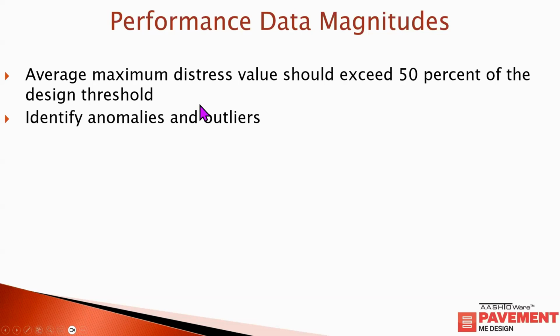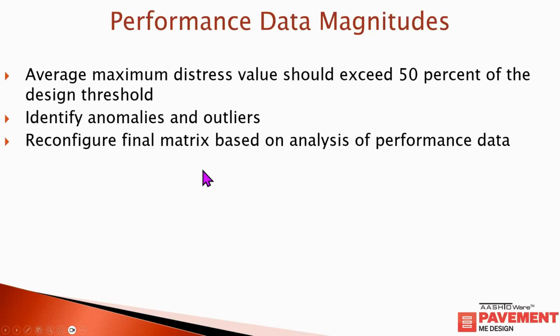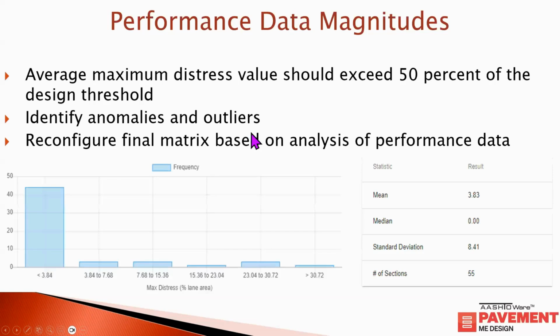And this gives you an opportunity to identify any anomalies, major outliers. And then you can reconfigure the final matrix based on the analysis of performance data. In other words, you may throw out data and then include some other sections.